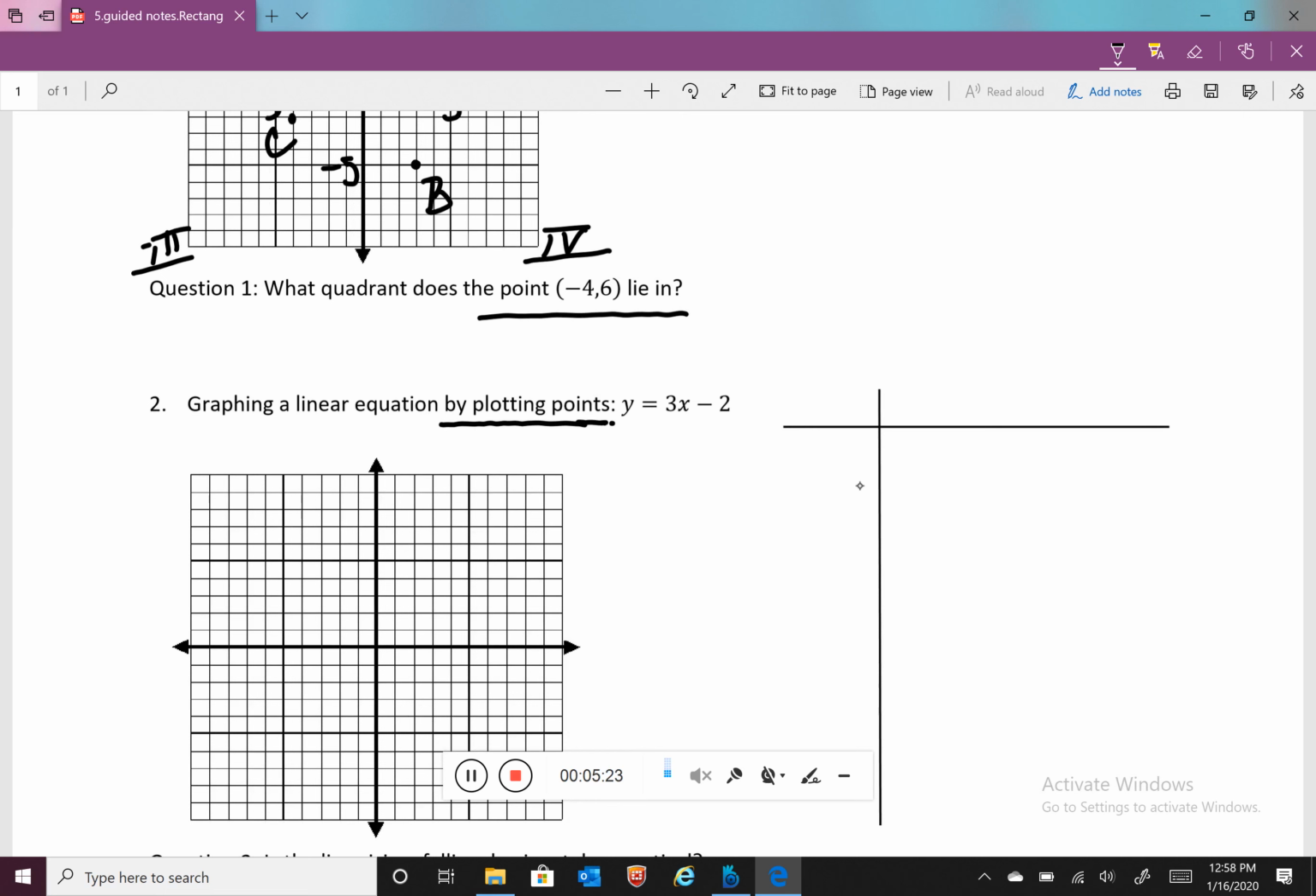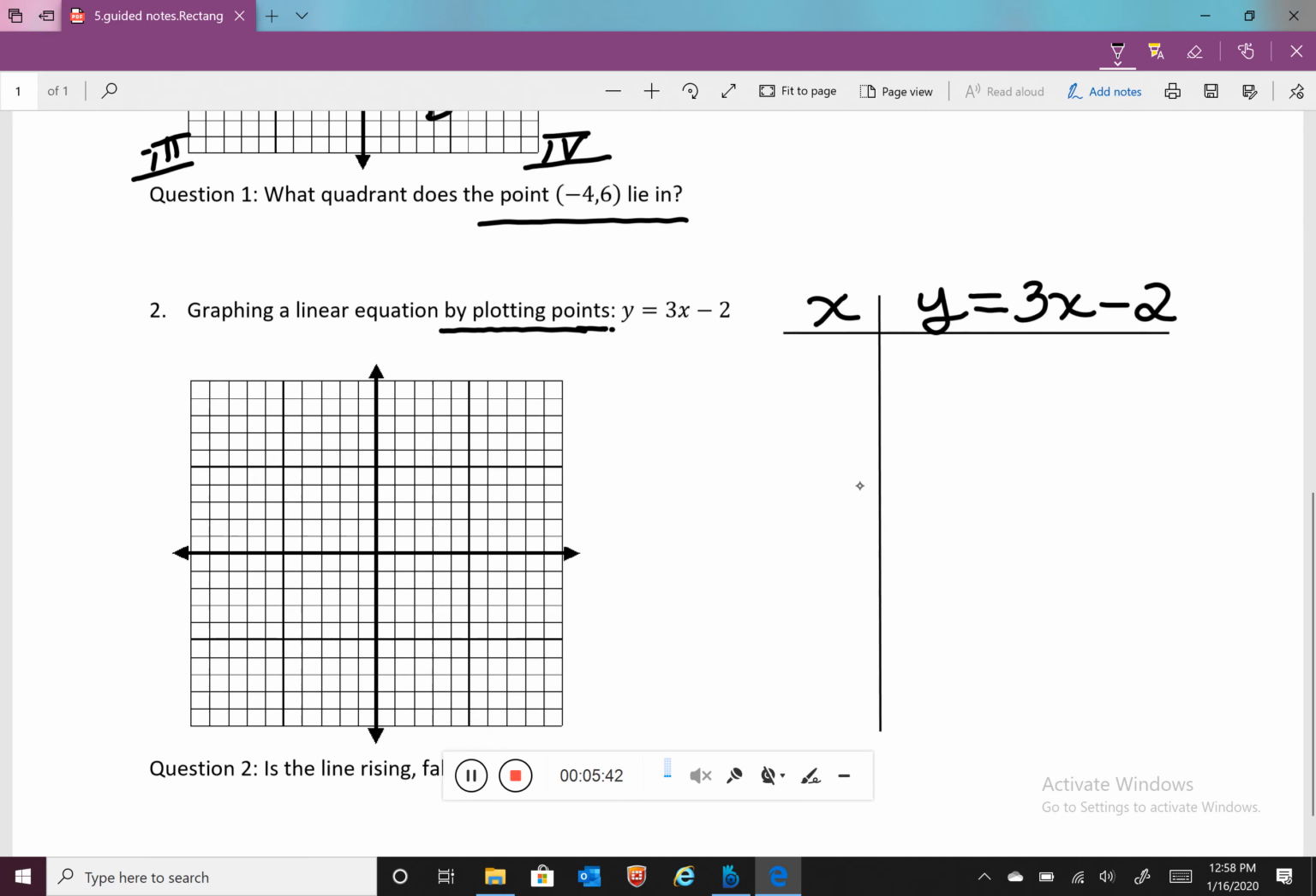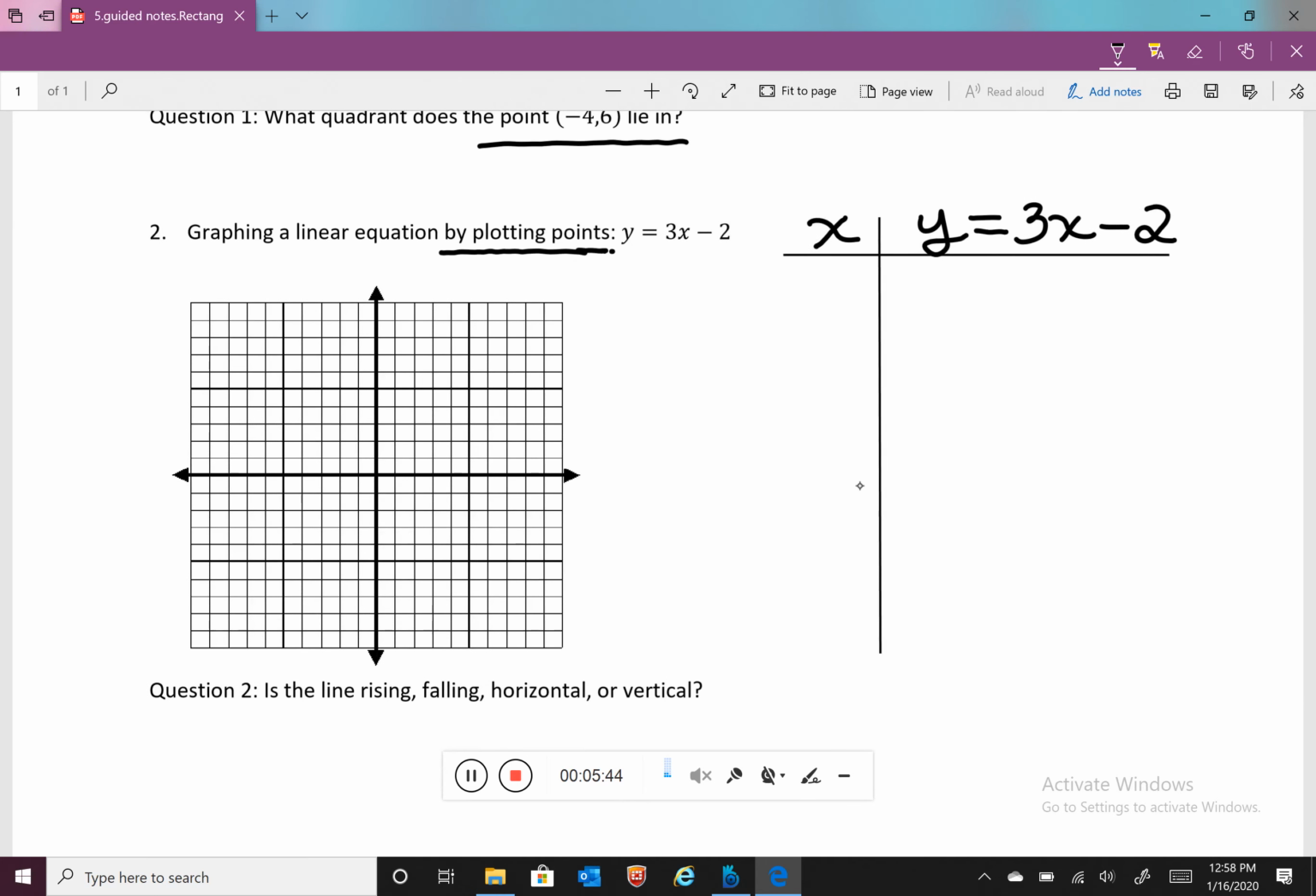So I have a table of values here. I'm going to choose X, and I'm going to input X in order to figure out what Y is equal to. So Y is set equal to 3X minus 2. I'm going to let X take on both positive and negative values as well as 0. So I'm going to let X be -2, -1, 0, 1, and 2.